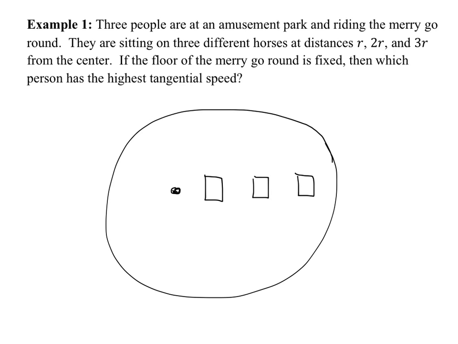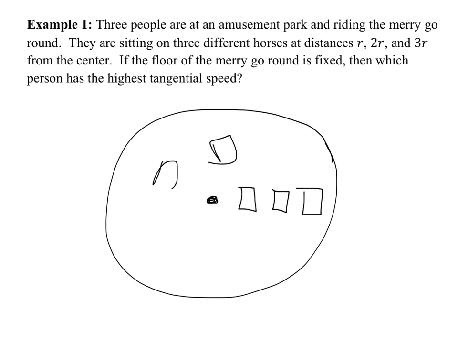That's not a good circle at all. Hold on. I should draw the circle first, right? To make it easier. So there's the center. And we have 3 horses. There's a bunch of other horses, obviously, on the merry-go-round all over the place. Okay? But we're specifically looking at the 3 that are in line there.